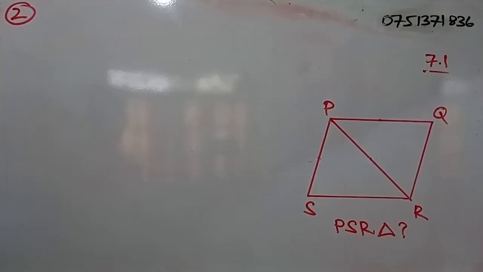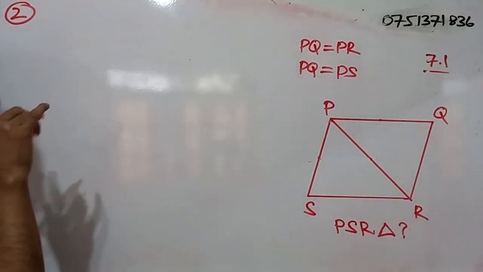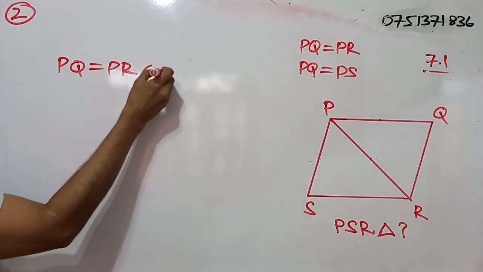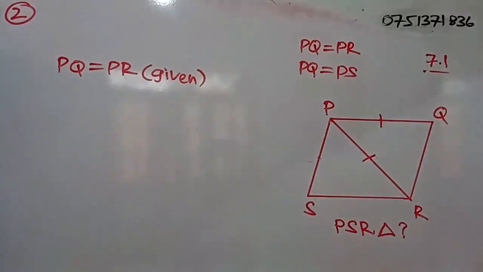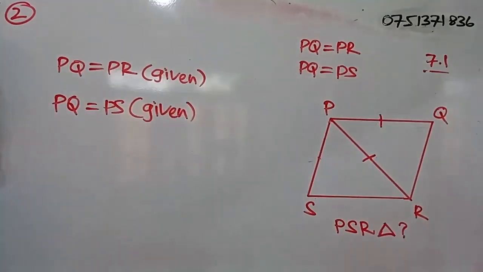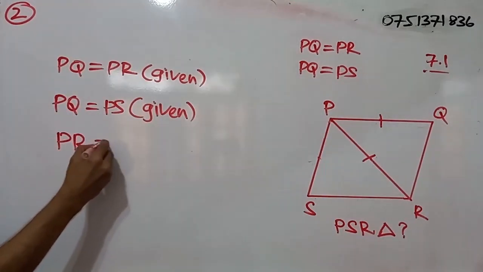Question number 2. In the parallelogram PQRS, PQ is equal to PR and PQ is equal to PS. Based on its sides, mention what type of triangle PSR is. Okay. So based on the given information, PQ is equal to PR. That is given. Right. Then PQ is equal to PS. That is also given. Now, if we observe this, what can we say? PR is equal to PS.